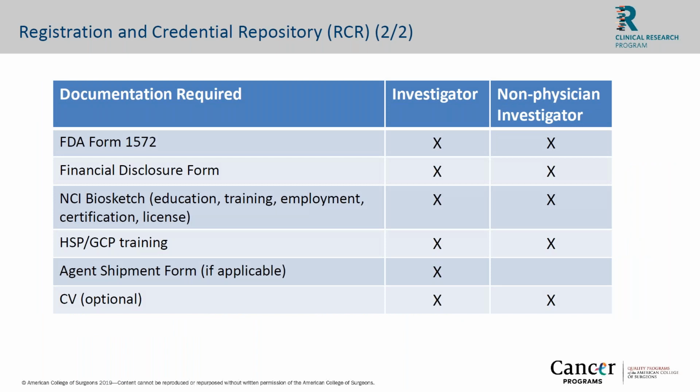Here is a list of the documentation required for investigators and non-physician investigators. These include the FDA Form 1572, the Financial Disclosure Form, the NCI Biosketch, which asks questions about your education, training, employment, certification, and licenses, HSP and GCP training, Agent Shipment Form, which is only applicable to investigators, and your CV.